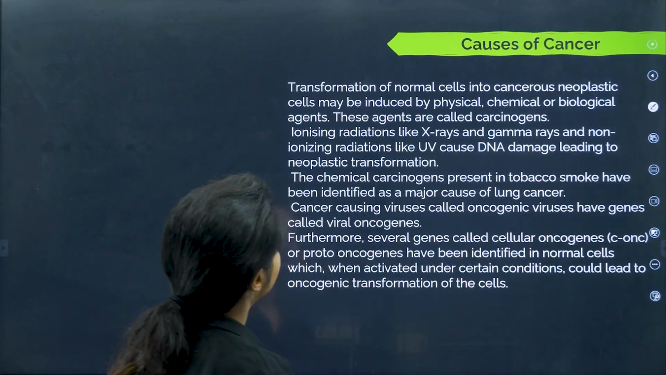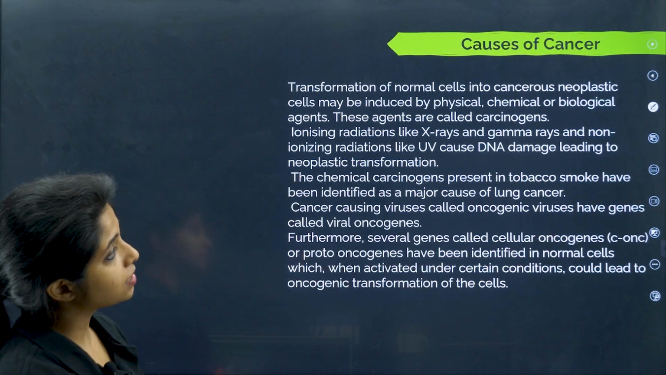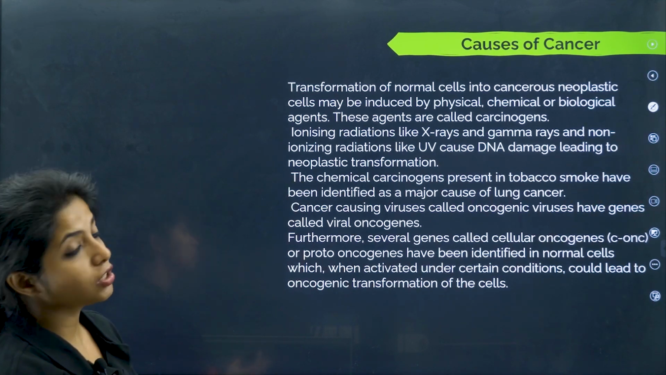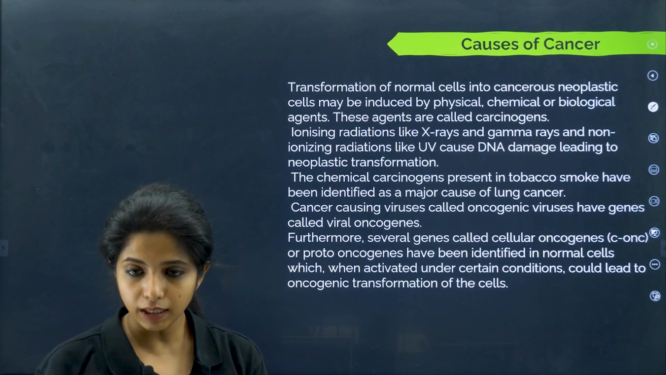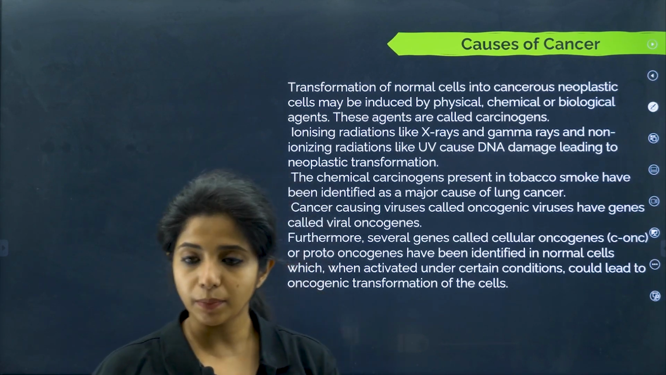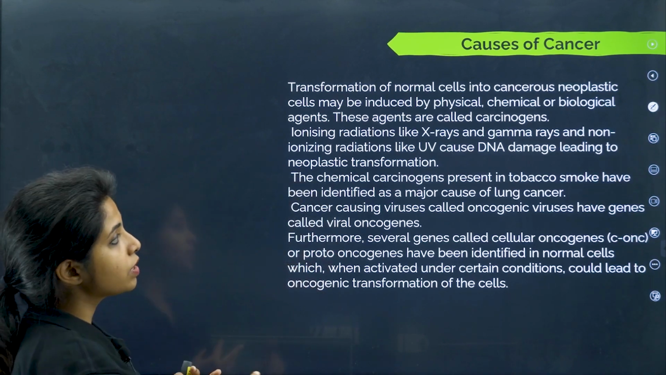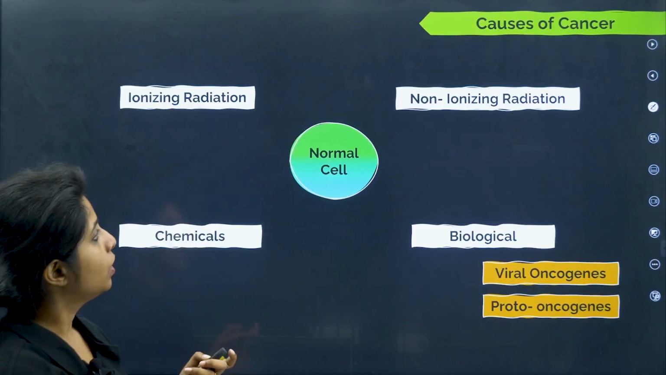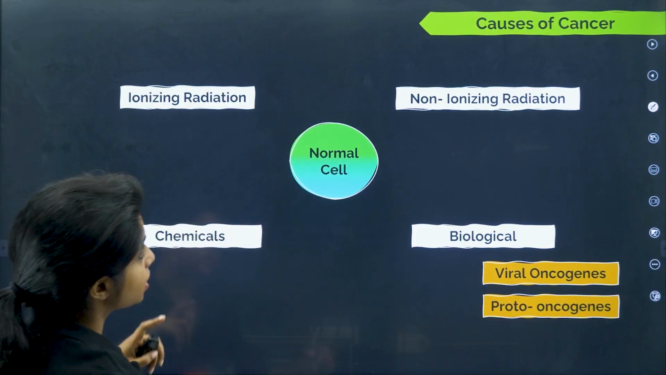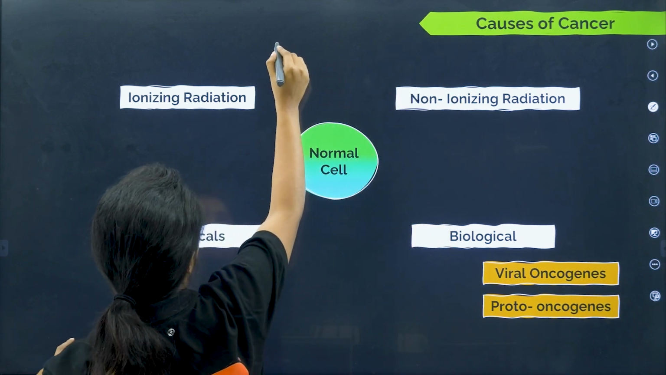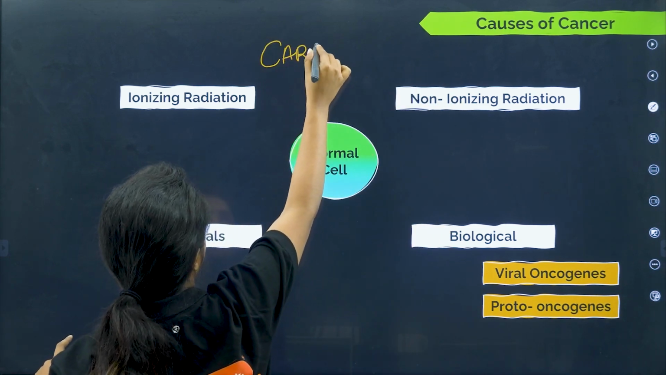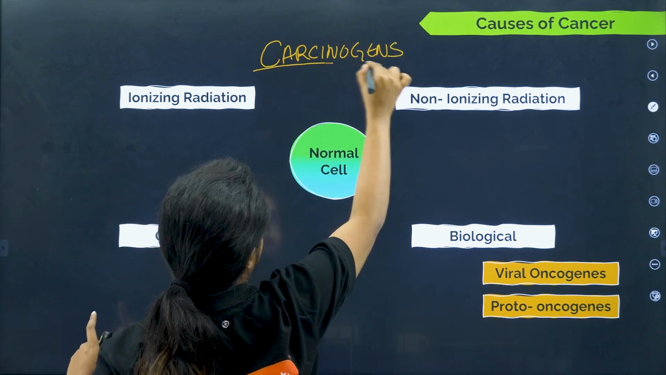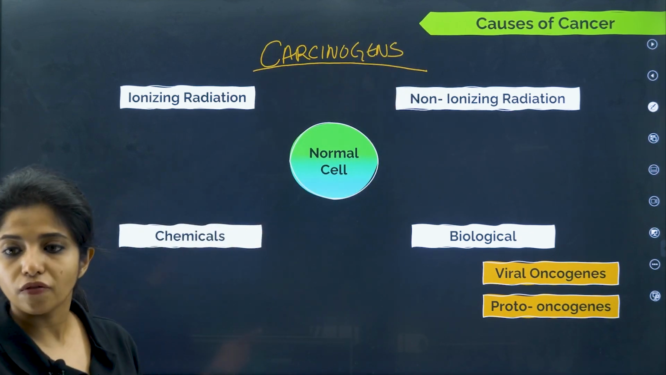So, let's read it. Transformation of normal cells into cancerous neoplastic cells may be induced by physical, chemical or biological agents. So, we have three agents: physical ones, the chemical ones and the biological ones. These agents are known as carcinogens. So, all together, the ones that cause cancer, what do you call them? They are known as carcinogens. Okay, the causative agents of cancer.